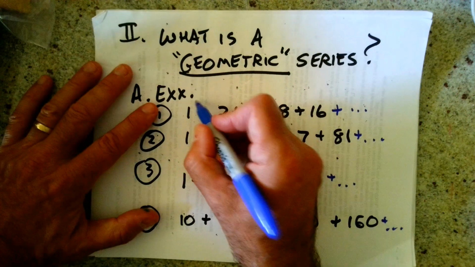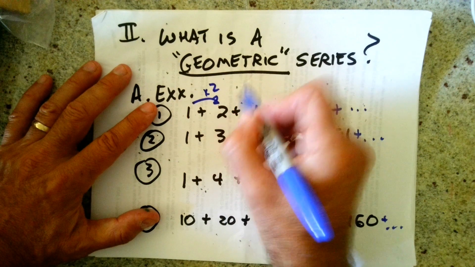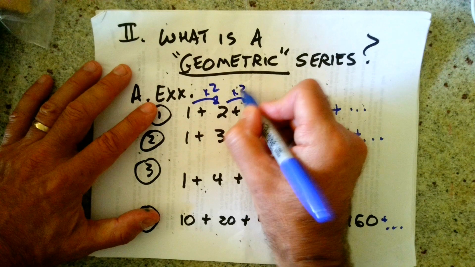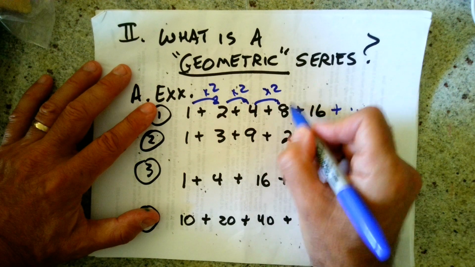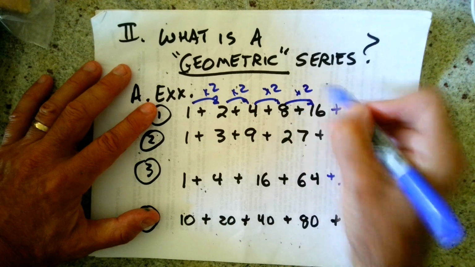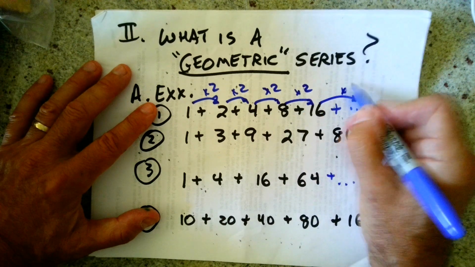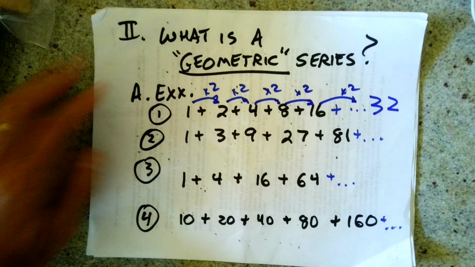And the first one, it's 2. So this is times 2. 2 times 2 is 4. 2 times 4 is 8. And 2 times 8 is 16. And with that, you could predict that the next term is 32.